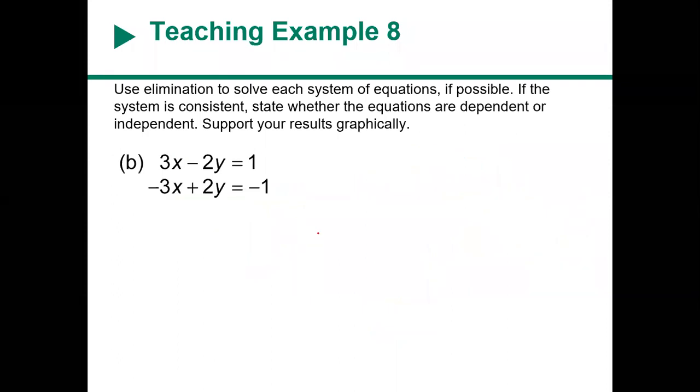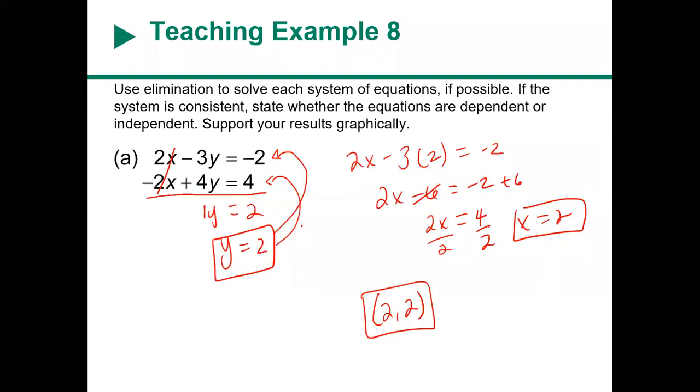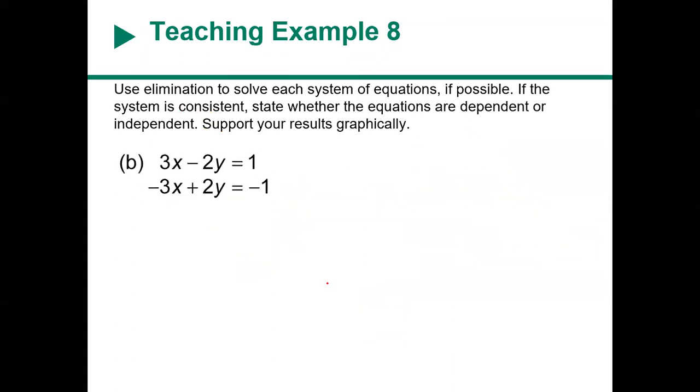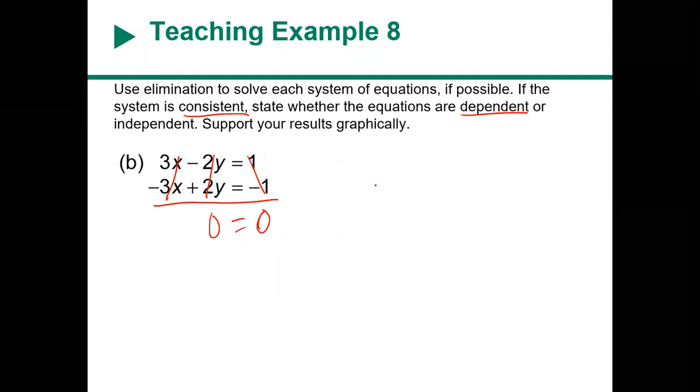Okay, another one here. Oh, I didn't classify it. So because I have a solution, that makes it a consistent system and independent. Here, again, it's pretty straightforward. Cancels. Oh no, everything cancels. So I end up with 0 equals 0. When you end up with 0 equals 0, this is a consistent but dependent system. So your solution is infinite solutions.